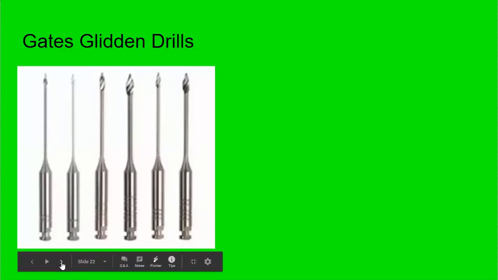Okay, these are Gates Glidden drills. They come in 2, 4, 6, 8, and you can see it gets bigger as you go. And you can also count the little rings here, and this will tell you 1, 2. So you're going to use this to open up or gain access to a canal that you can't see.